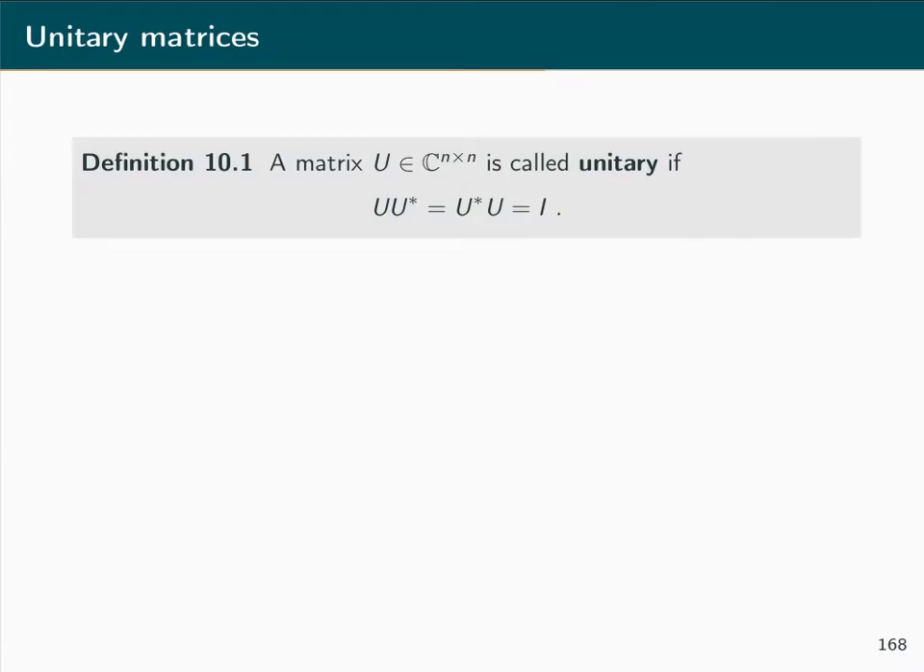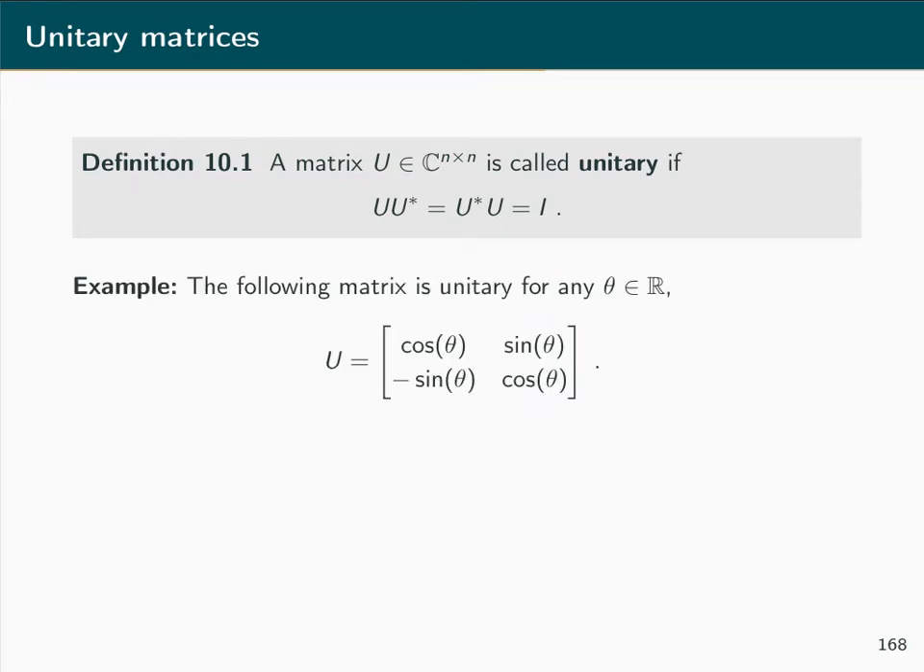We begin with definition 10.1, where a square matrix U is called unitary if U times U star is equal to U star U is equal to the identity matrix. This definition looks very similar to the definition of an inverse matrix, only that for a unitary matrix, U star, so the adjoint of U, acts also as the inverse matrix of U.